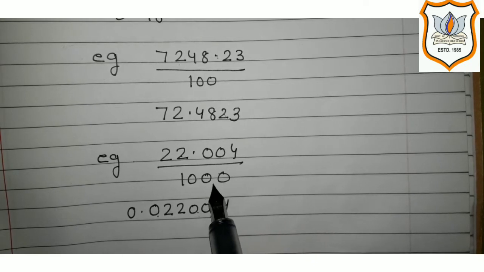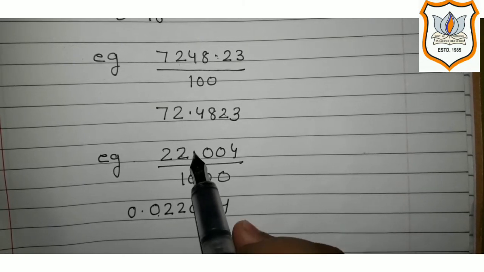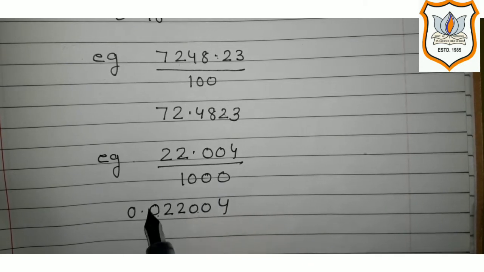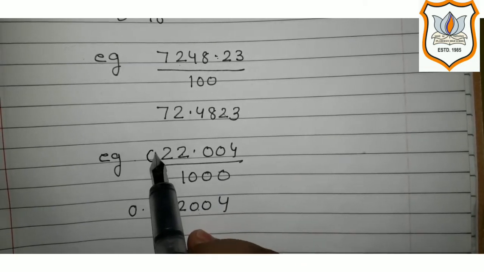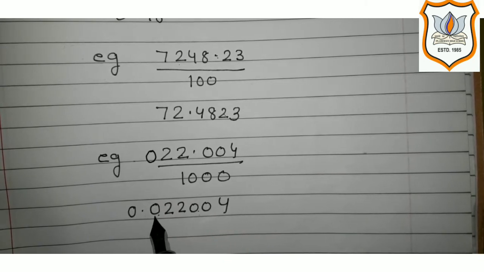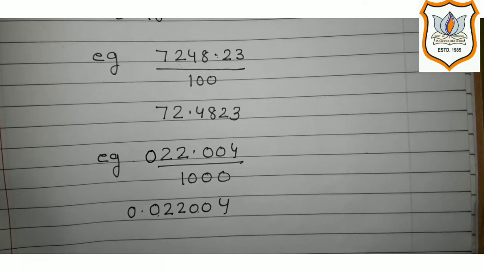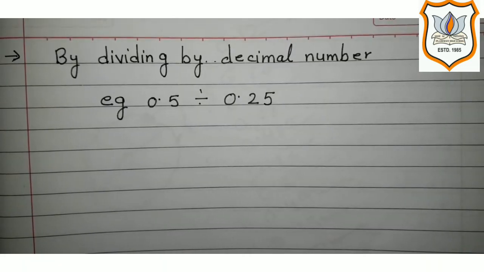One more example I will give you: 22.004 divided by 1000. Now how many zeros are there in the denominator? 1000, that is 1, 2, 3. So this decimal will move 3 digits towards the left. 1, 2 and then one 0 more, and then the decimal will come here. So our answer will be 0.022004.